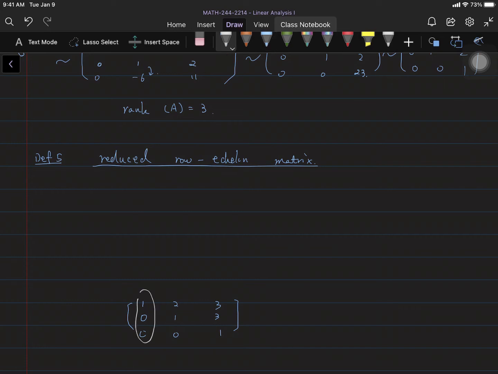in each column, except this leading one, all the other numbers have to be 0. So those have to be 0. Okay. That is called reduced row echelon. Let me give you the definition.